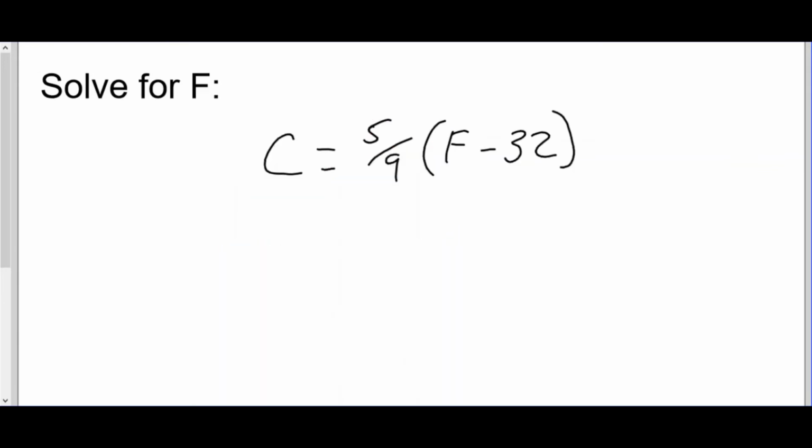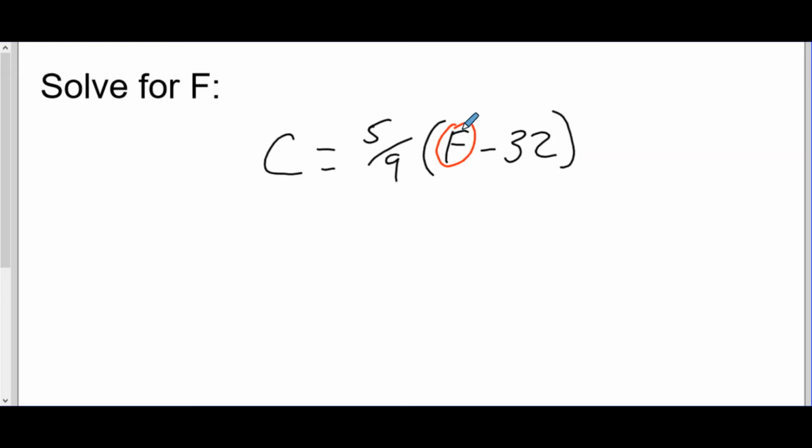So this next problem is asking us to solve for F. You may or may not recognize this formula, but this allows us to convert temperatures from Fahrenheit to Celsius. So if I put in a Fahrenheit temperature, I'll get Celsius, and they're asking us to solve for F, so that would allow us to go the other way, put in a Celsius temperature and get Fahrenheit. So here's the variable that I want to get by itself. Let's go ahead and solve this.